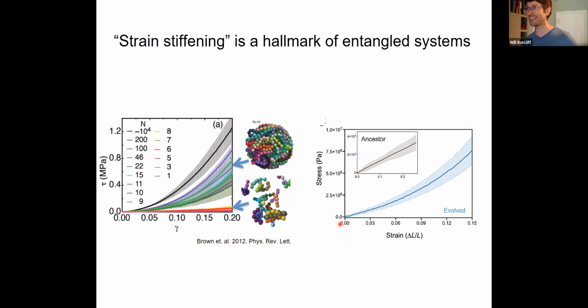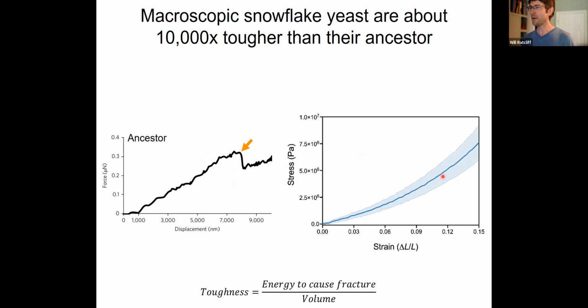But in the macroscopic yeast, where the cells are entangled, we see this beautiful convex shape here, showing that as you begin to compress it, it gets harder and harder to compress, which is, again, strong indication that our cells are entangled. Now we can actually measure the toughness of these yeast by integrating the energy input to fracture and normalizing by the volume. The idea here is that a toothpick has the same toughness as a 2x4.